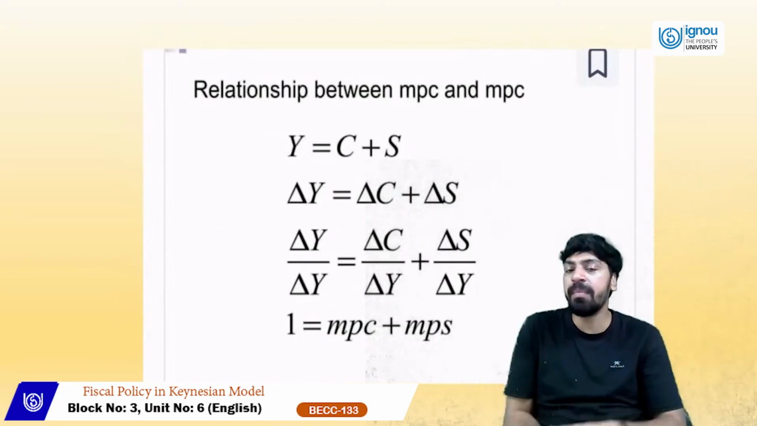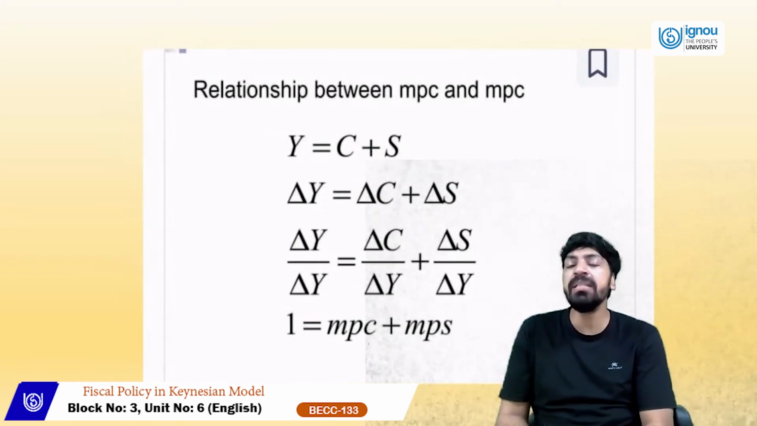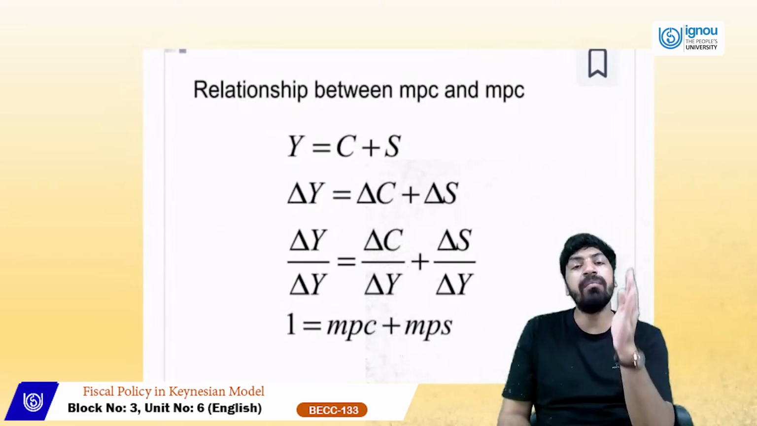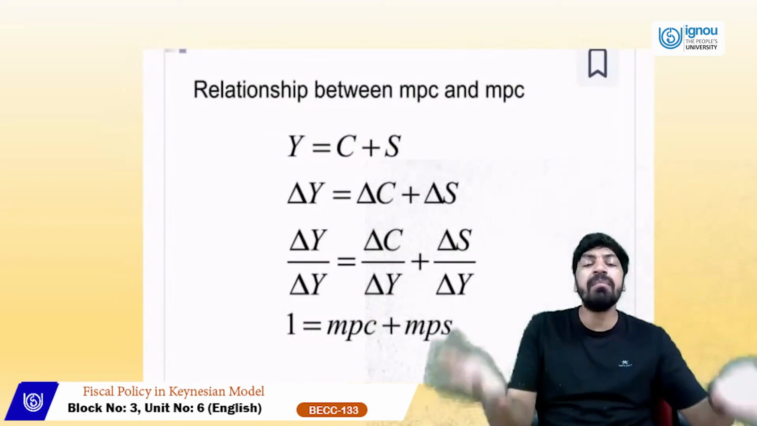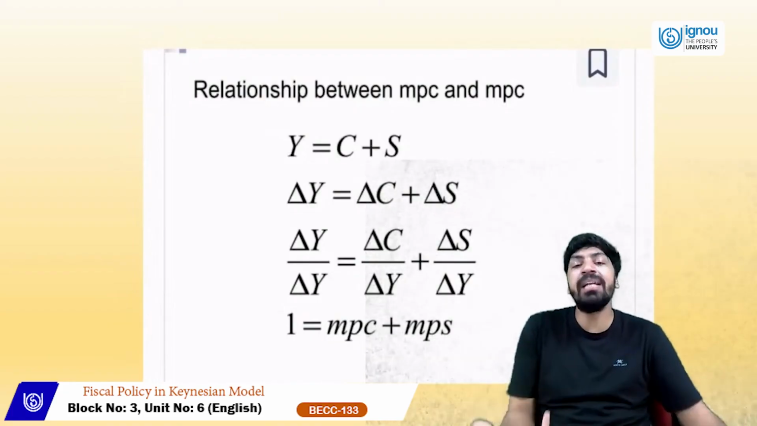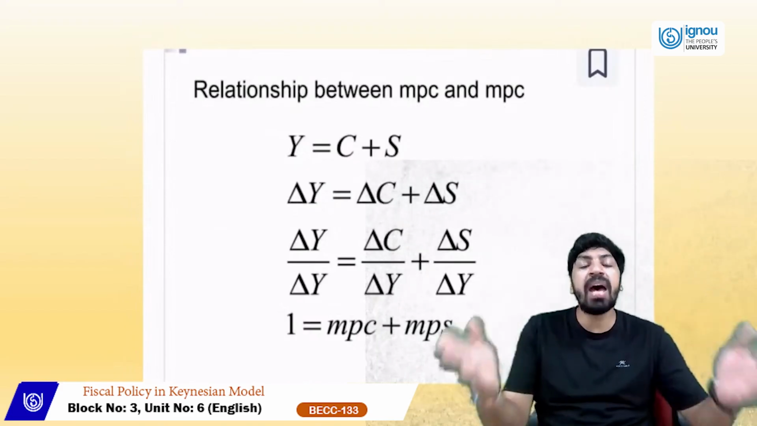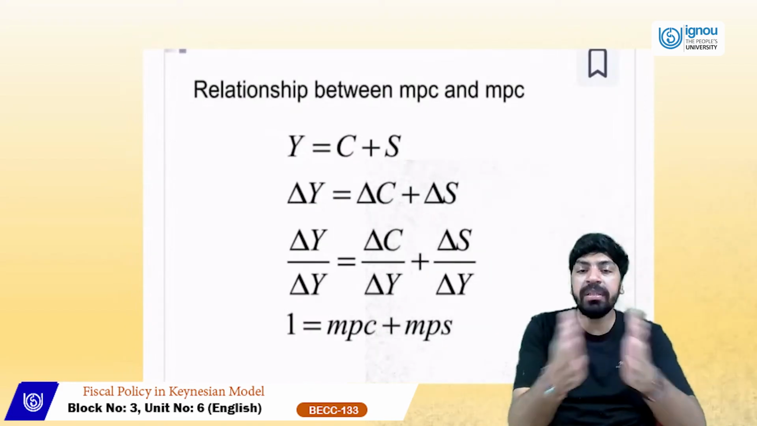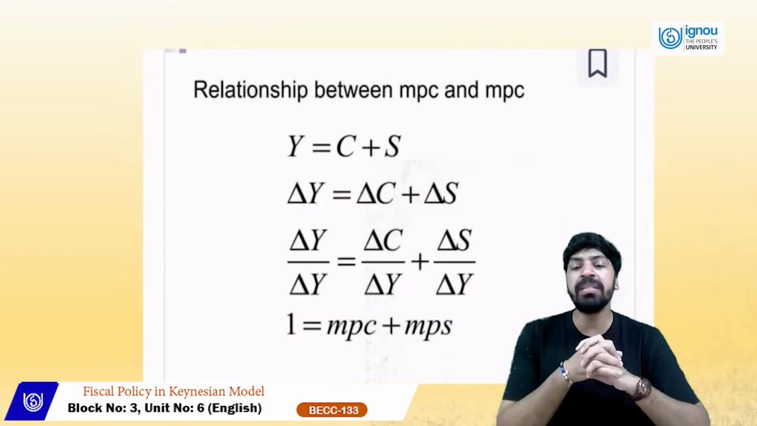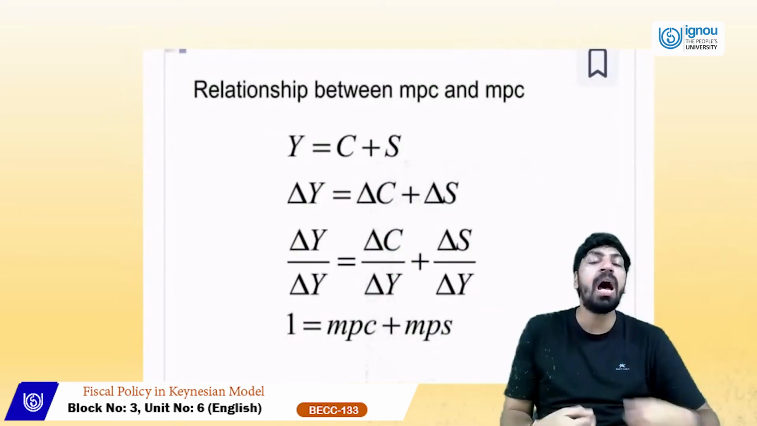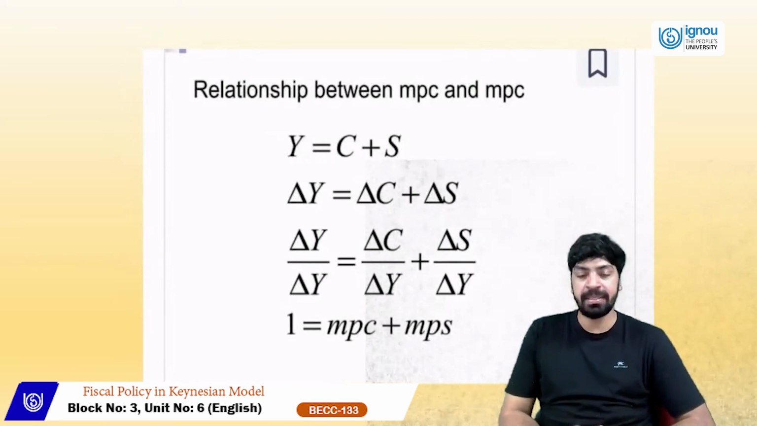How does this result come out? It follows from the concept of Y equals C plus S. Once there is a change in income, there is automatically a change in consumption and savings. So mathematically, we can put delta Y equals delta C plus delta S. Once we divide all three by delta Y, you get 1 equals MPC plus MPS. So it's very simple to show the relationship between MPC and MPS.